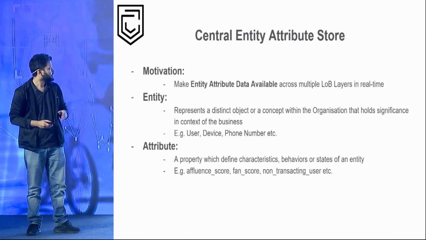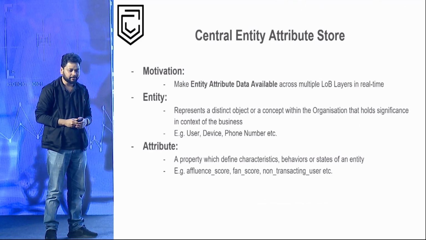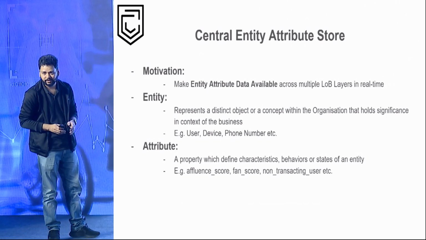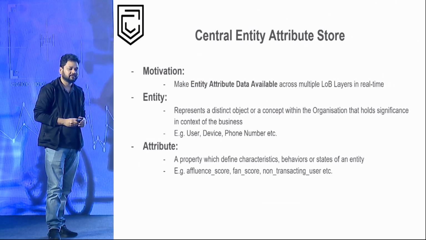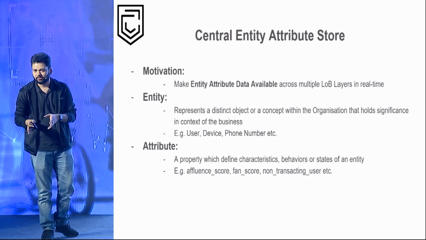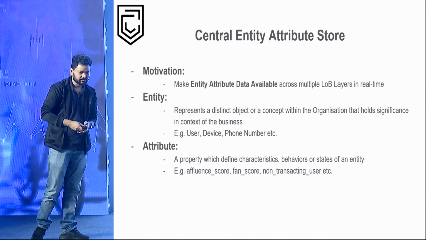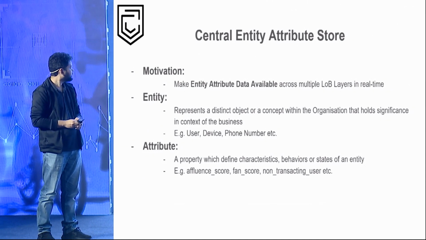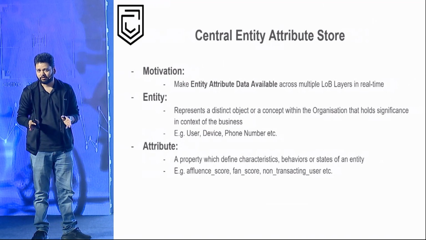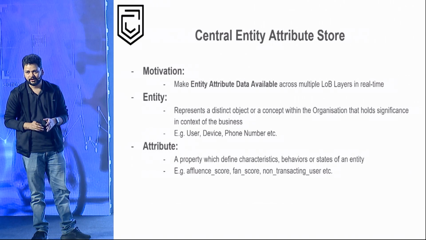First things first, what is a central entity attribute store? It's pretty clear with the name. It's basically a store. It stores a certain set of attributes for certain entities. These entities can be users, devices, phone numbers, anything that makes sense for a particular LOB. And the attributes would then be the properties that are relevant for that particular entity. Our main motivation to create this platform was to make this data available for all LOBs, all lines of businesses across our organization, and to make this in real time.